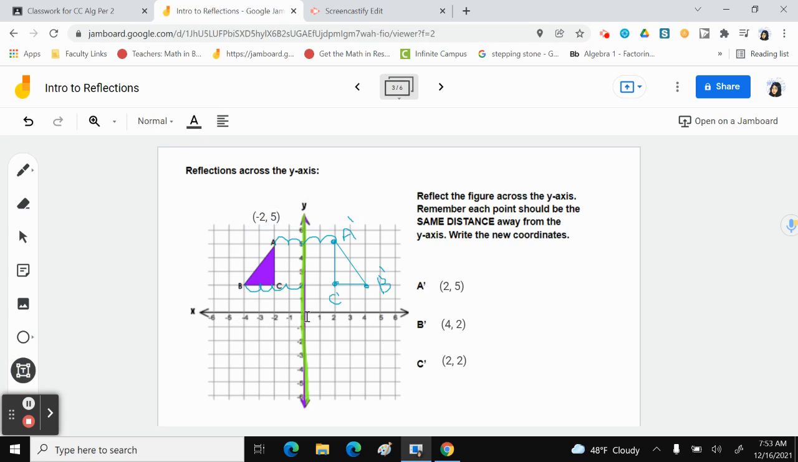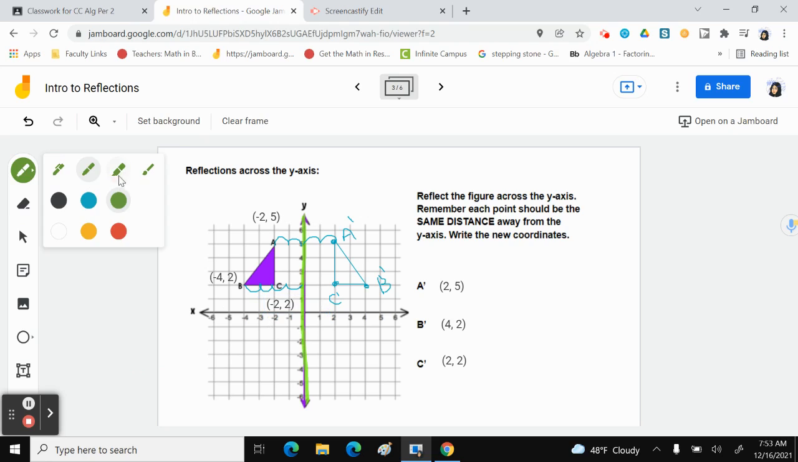The original coordinates for B were negative 4, 2. The original coordinates for C were negative 2, 2. I'm going to compare each of my original coordinates to my new coordinates and see if I notice a pattern. So negative 2, 5 became 2, 5. Negative 4, 2 became 4, 2. And negative 2, 2 became 2, 2.